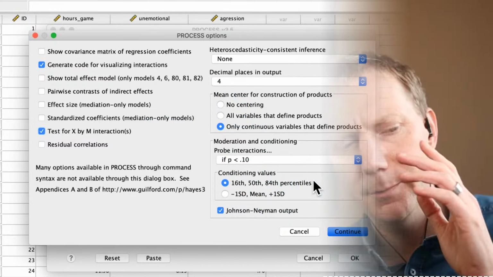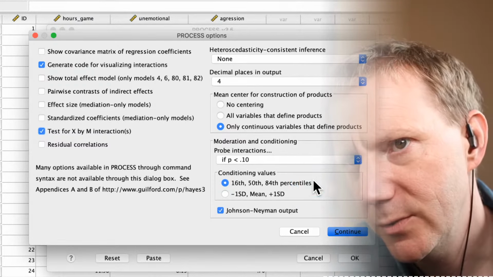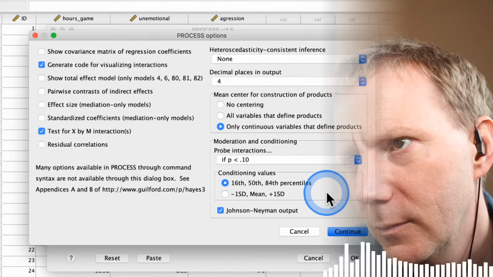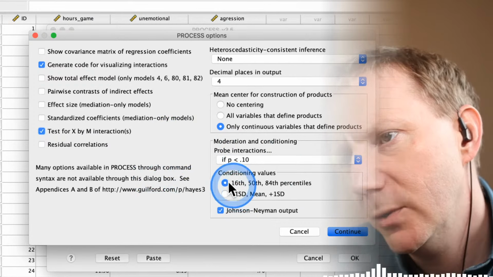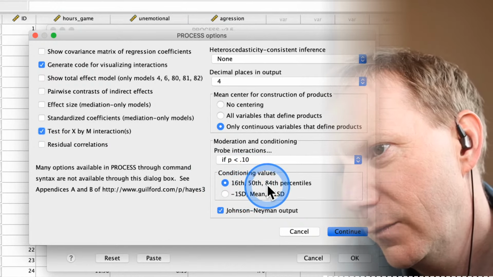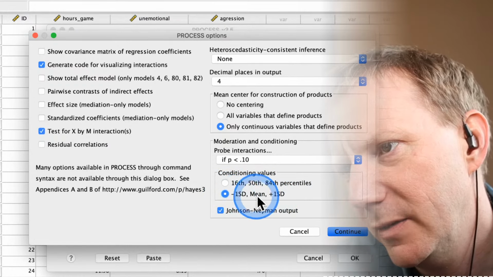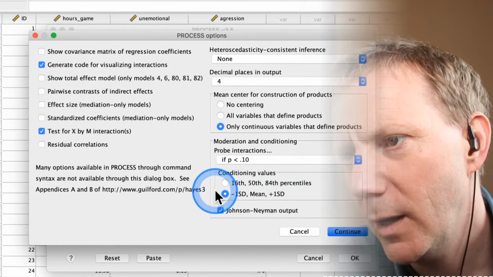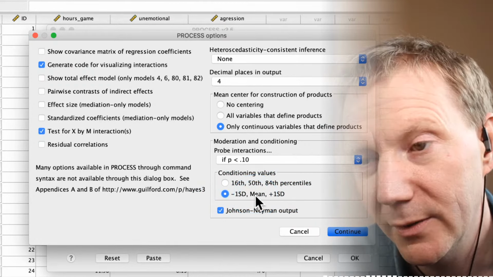Now let's first run this analysis, and then we'll look at the results and try to see what's going on here. But do you not have to select under conditioning values the one standard deviation from the mean? Yeah, so we have a few options here. You can have the 16th, 50th, and 84th percentiles, or you could do that based on the standard deviations. Let's do the standard deviations, one above, one below. And this is one above and one below the mean of the moderator, exactly.